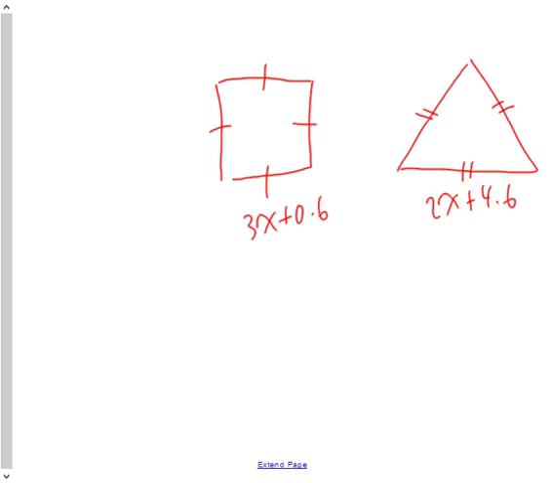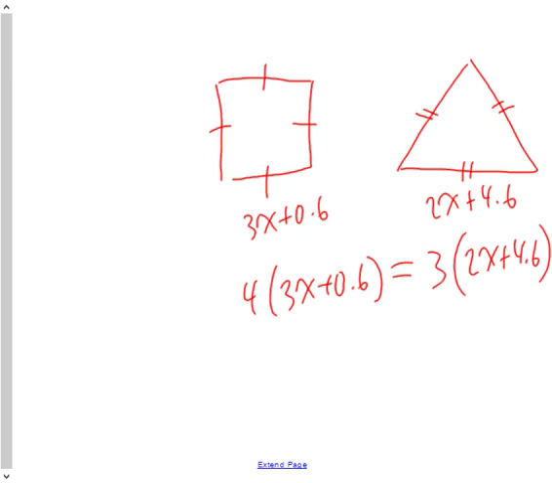So, what is the value of a, or x in this case? So in order to do this, I need to know that the perimeter, since the perimeters are equal, 4 of these sides will be equal to 3 of these sides. 4 of those sides is equal to 3 of those sides because their perimeters are equal. And once you've set up your equation using distributive property, you can simply expand both sides, this being 12x plus 2.4, and this side being 6x plus 13.8.